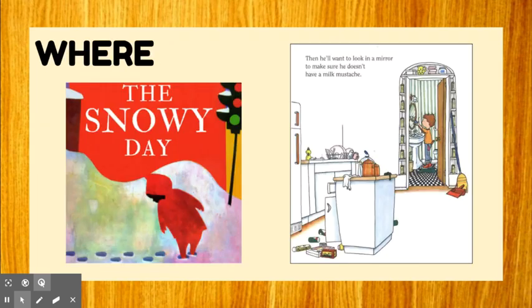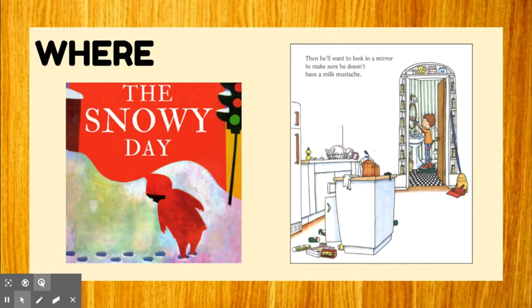We're going to talk about where when we talk about setting. In the first picture, this is a story called The Snowy Day. And if you notice, the little boy's outside because there's snow on the ground. We could even say that it's cold outside because we know that snow is cold, and we know that if you're wearing a coat, it's probably cold outside, and he has on a coat.